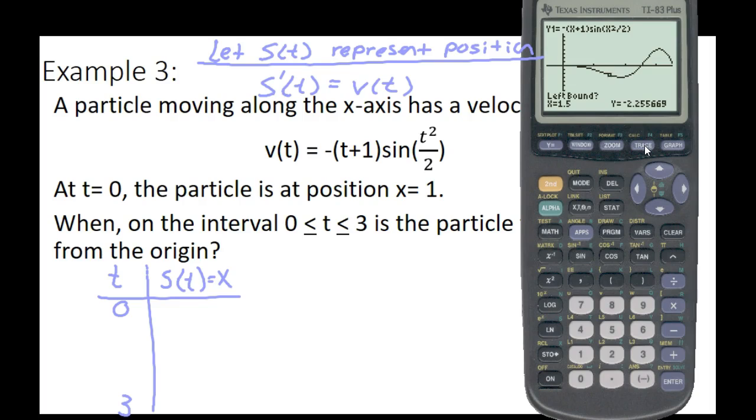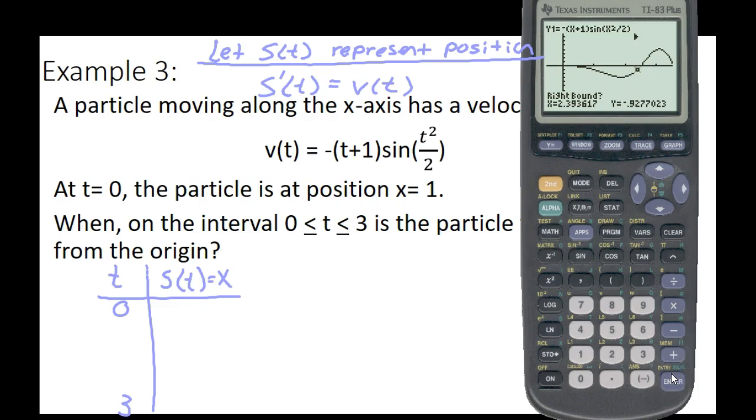Okay, now it says left bound. What I'm going to do is tell my calculator a certain region to look for a 0. I'm going to pick a point to the left and a point to the right and say, please look for a 0 in that region. So let's say I wanted to find this 0 right here. I'm going to scroll over and pick a point to the left of that 0. Right when I'm to the left, I'm going to push Enter.